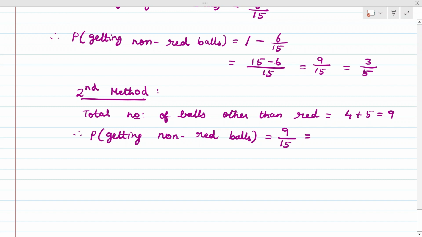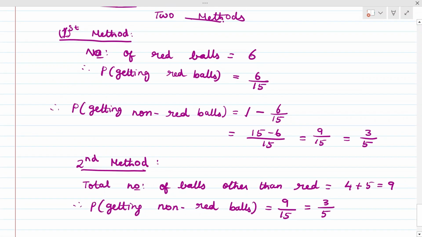The balls other than red are white and green. When you add them, you get 9. The total possibility is 15. Therefore, 9 by 15. So 9 by 15 was the earlier answer also, which is equivalent to 3 by 5. You have to learn both the methods because you don't know where you have to use which method. That is why I am giving you both.